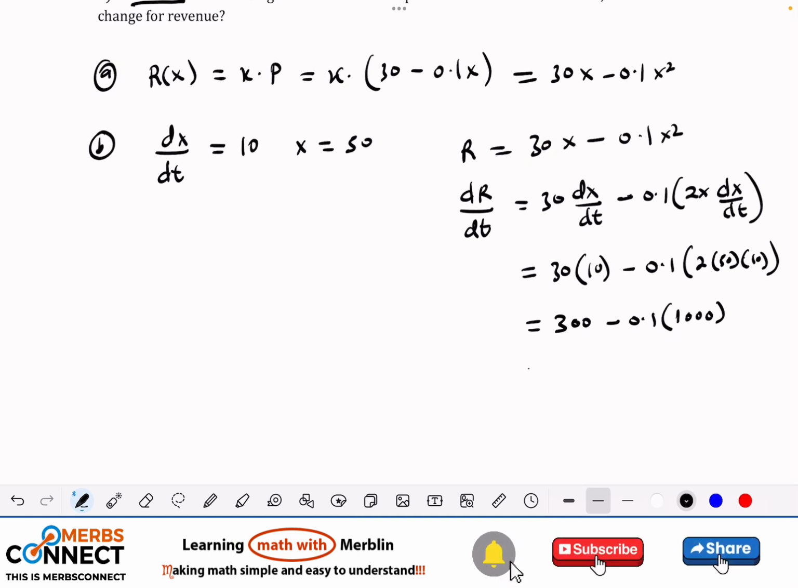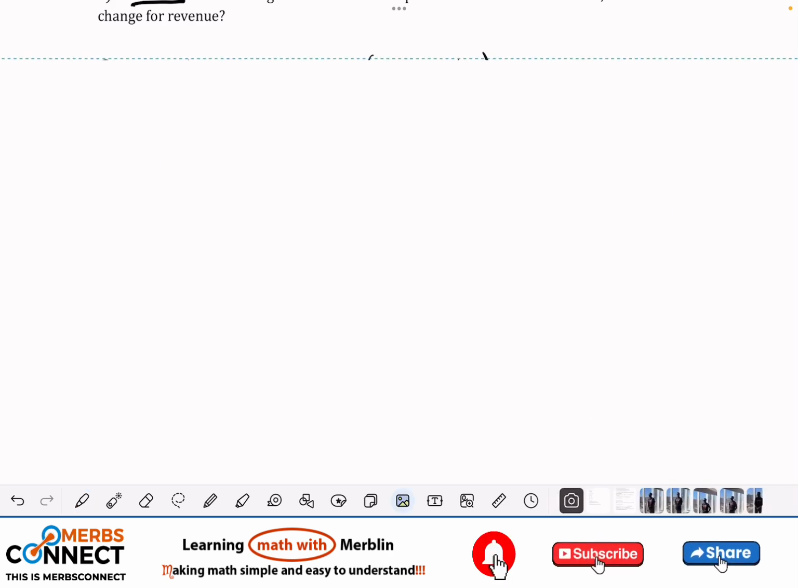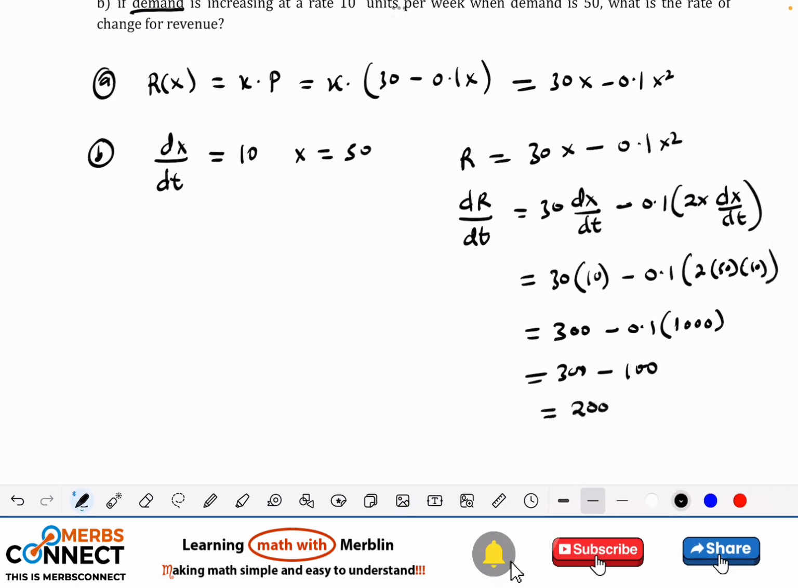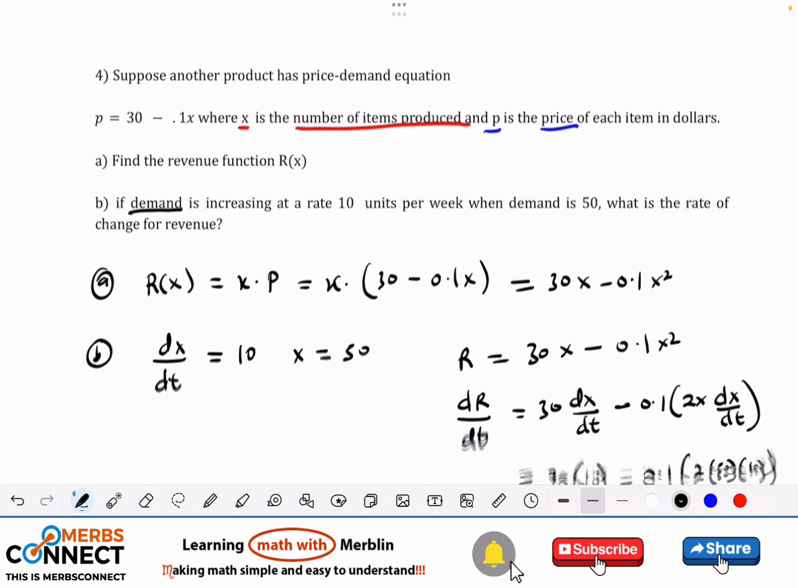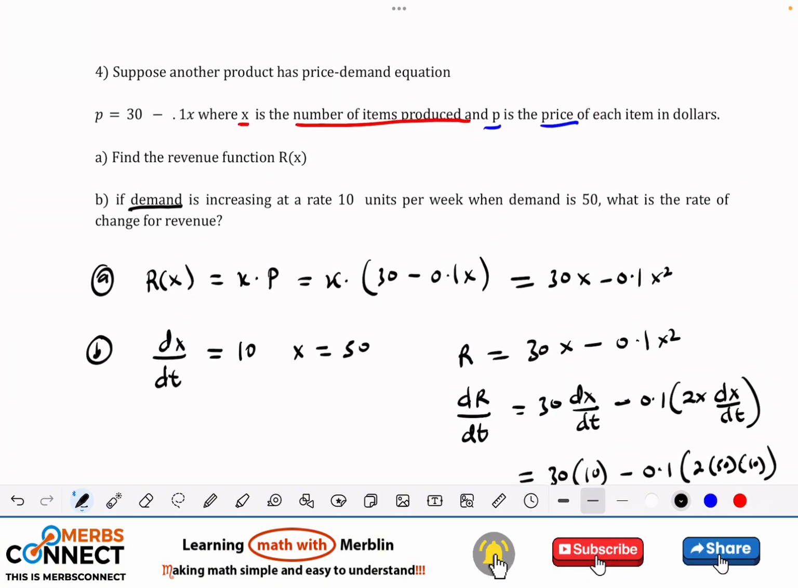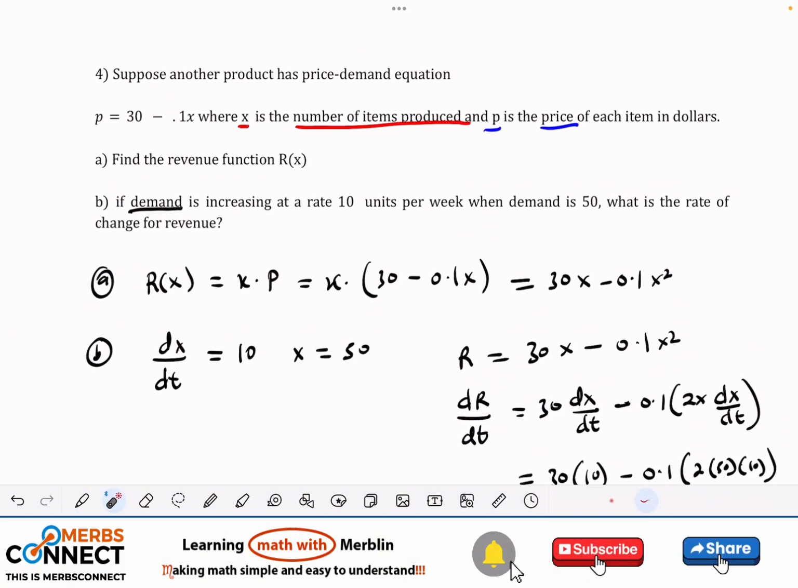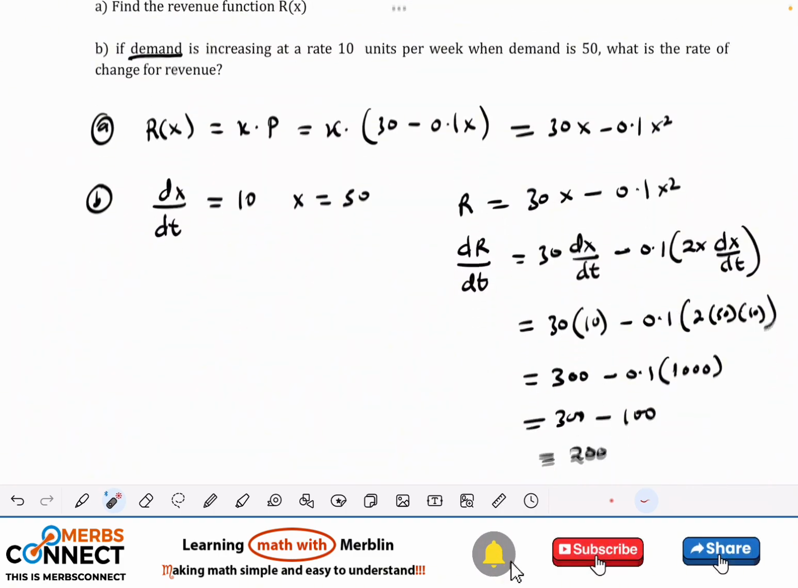Yeah, 1,000. So now this will be 300 minus 0.1 times this, which is going to give us 100, and this is going to give us 200, right? So this will be the change in revenue. So that was going to be the B. What is the change in revenue? So always make sure you underline the right words to get the terms done.